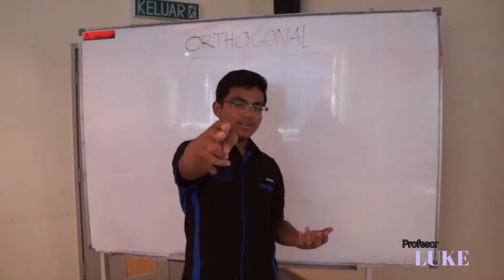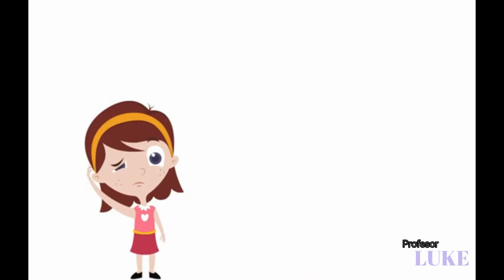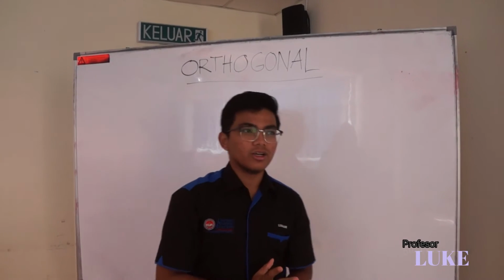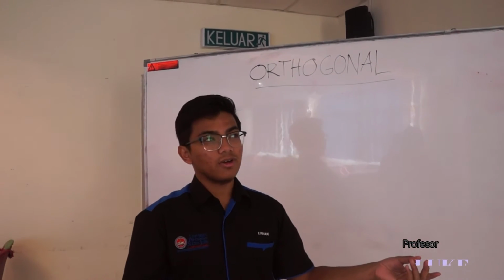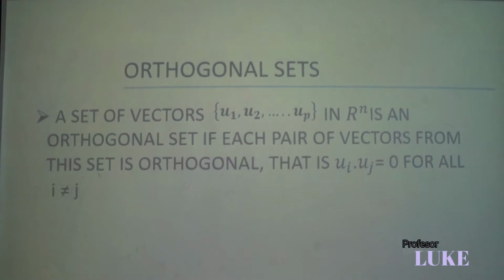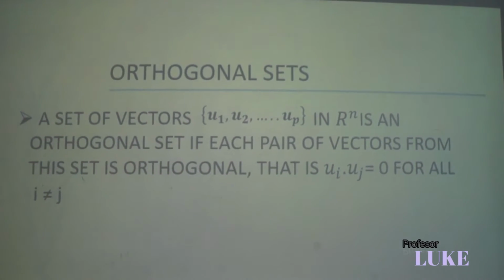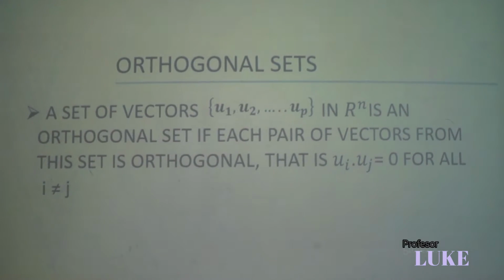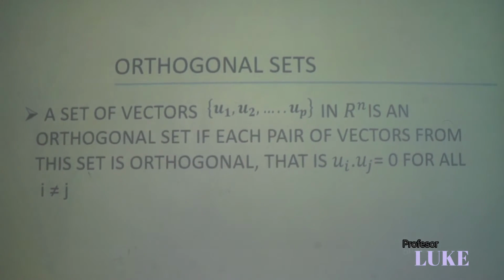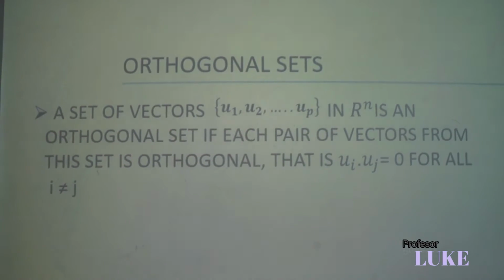Hi guys. So, in your mind, what is orthogonality? First of all, I'm going to tell you the definition of orthogonality. Orthogonality: a set of vectors in brackets u1, u2, and so on in Rn is an orthogonal set if each pair of vectors from this set is orthogonal. That is, ui dot uj equals 0 for all i not equal to j.